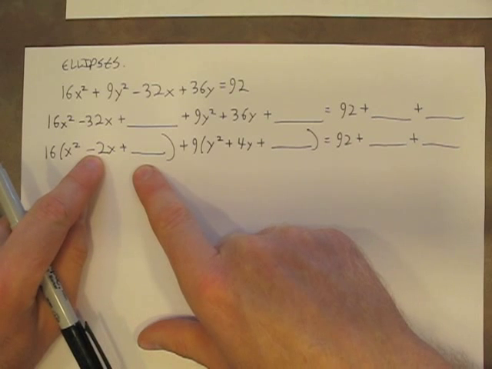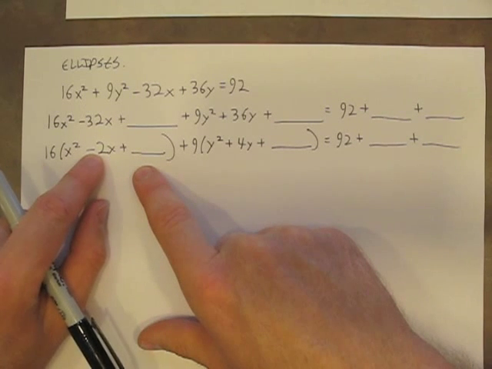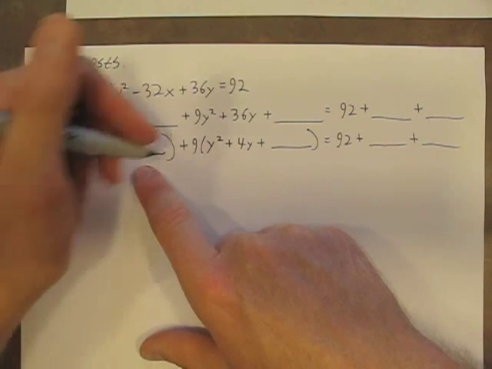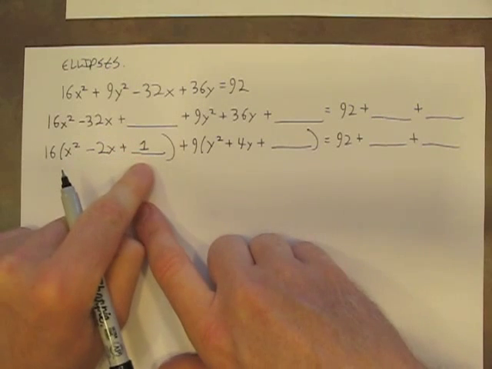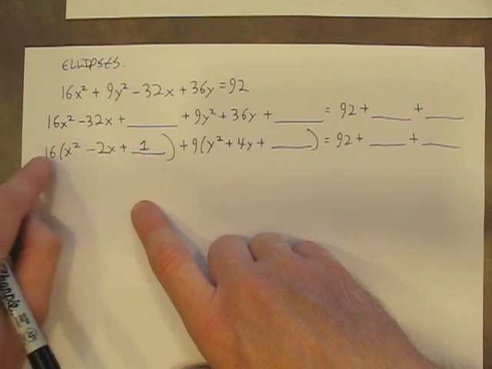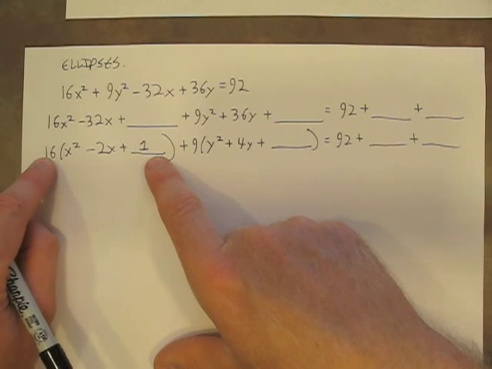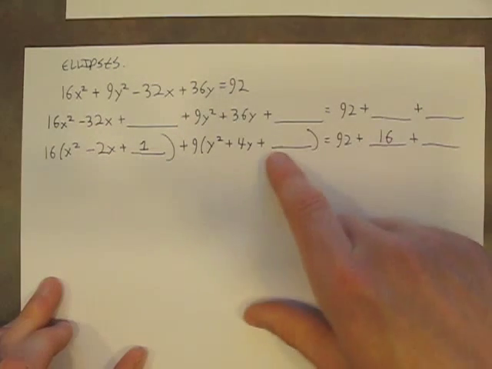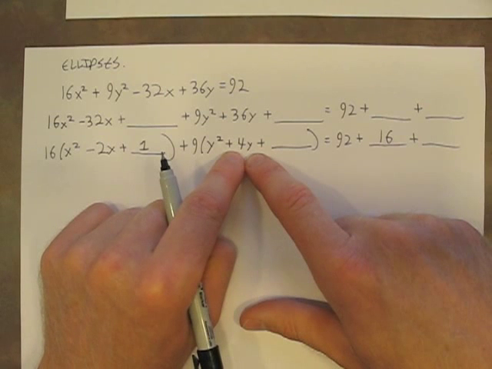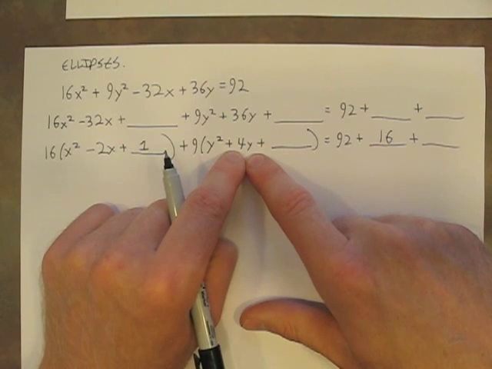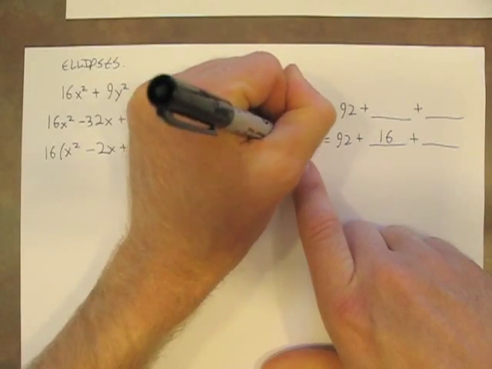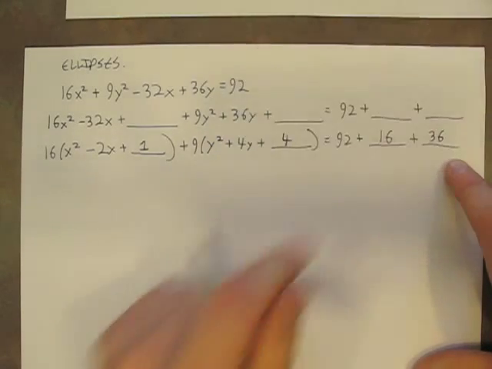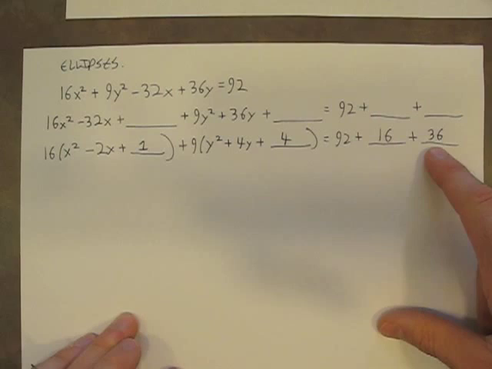Now I take half of this and square it to complete the square. So negative 2 divided by 2 is negative 1, squared is 1. So I put a 1 in that blank, which is multiplied by that 16. So I'm going to have to put a 16 in this blank. Half of 4 is 2. 2 squared is 4. So I'm going to put a 4 there. Times 9 is 36. So I'm going to put a 36 over here.